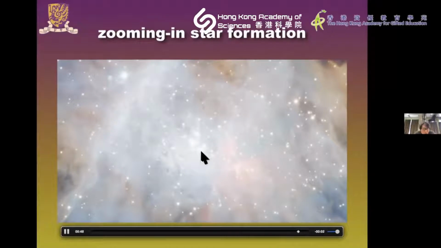All right, so if you want to see what's inside, we have to find some way to look into this foggy environment, right, to see what really happened inside, because it might be the site which is closest to star formation. Okay, so how can we see through this fog?